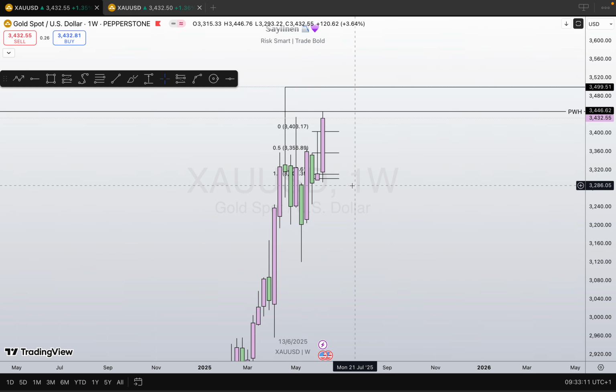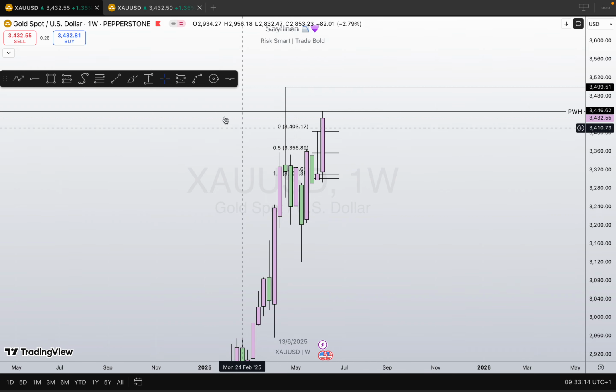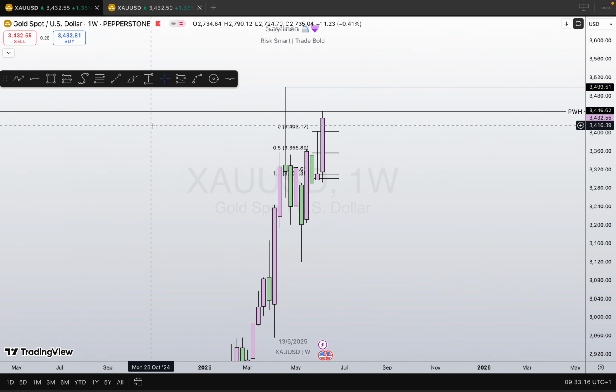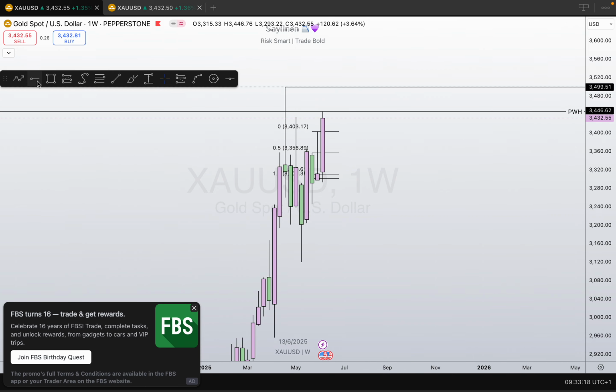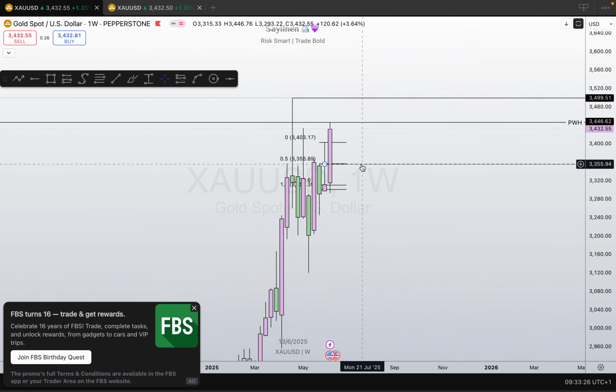Price failing to respect this 50% of this level flips that level, and what we would usually see, even on lower time frame, is price coming back to test 50% of that level. So I would love to mark the 50% of that level sitting right there.